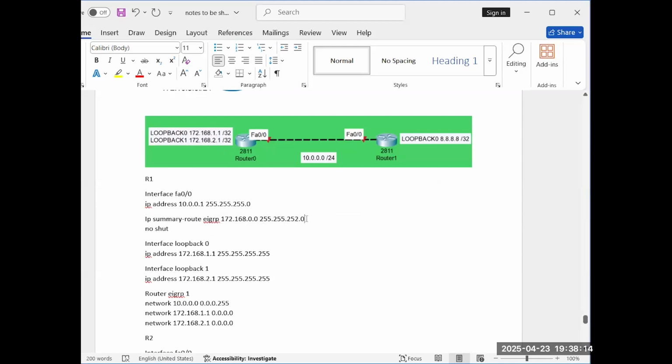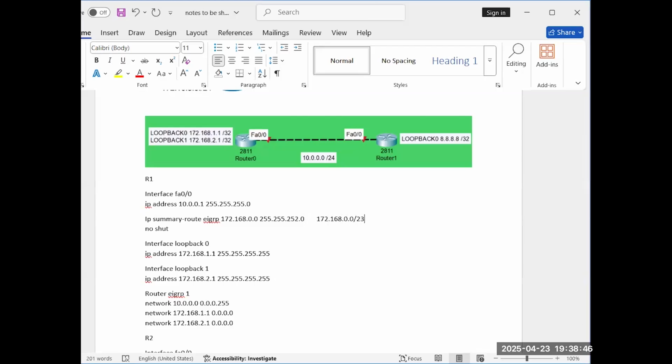So this route, how it will be seen in this router is like 172.168.0.0 slash... 252 is how much? What is the value for 252? 23. This is how it will be seen. This is with subnetting. If you know subnetting, then this is easy actually.